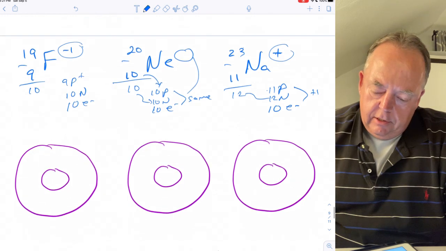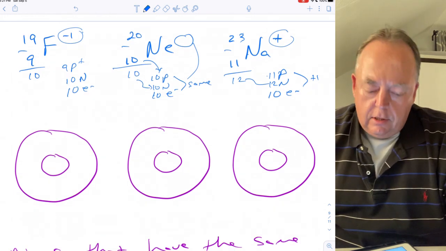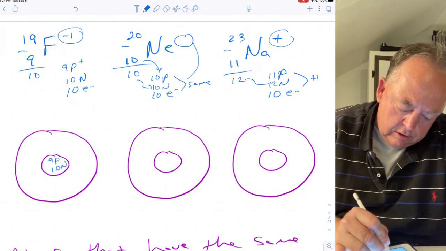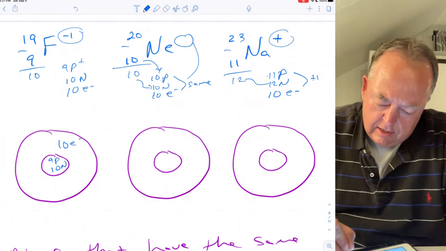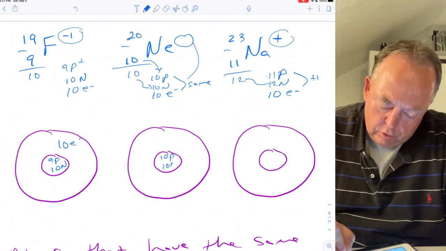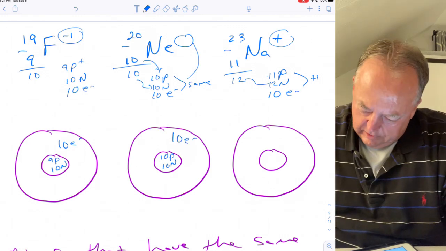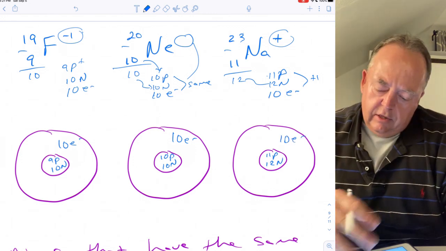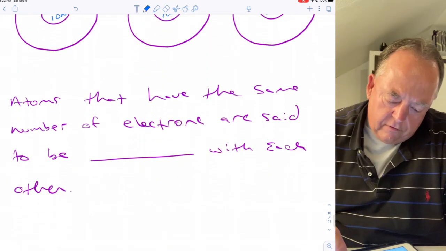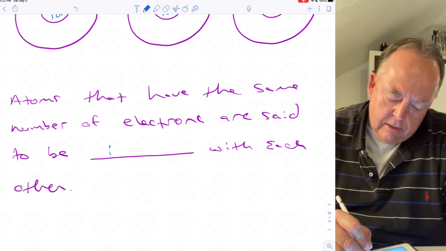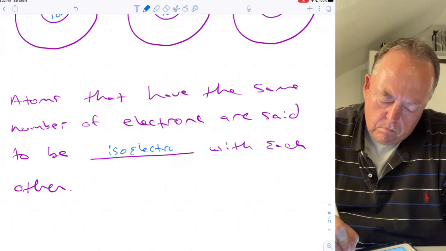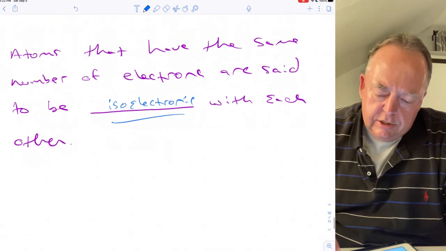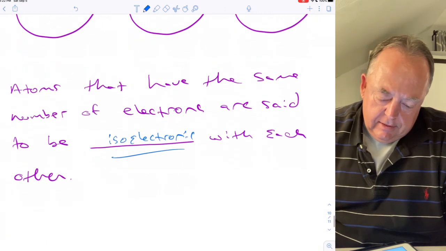Okay, so I did this example because these all 3 have 10 electrons, right? So if we sketch what these atoms look like: 9 protons, 10 neutrons, 10 electrons. This has 10 protons, 10 neutrons, 10 electrons. This has 11 protons, 12 neutrons, 10 electrons. So all of these have the same number of electrons. There's a word for that. Atoms that have the same number of electrons are said to be isoelectronic with each other. Okay, so lots of terminology for you to know in this chapter. And we'll stop there.